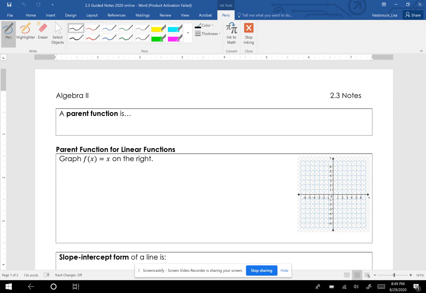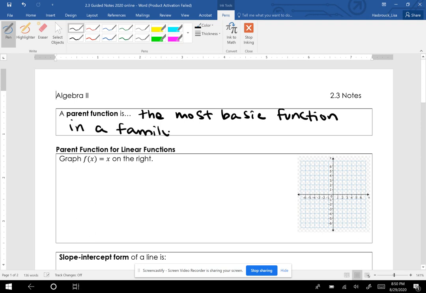We're going to start off by defining what a parent function is. A parent function is the most basic function in a family. So there's different families of graphs, and each family of graphs will have a parent. For linear functions, the parent is f of x equals x, otherwise known as y equals x.